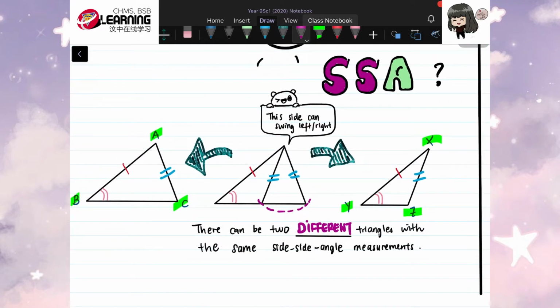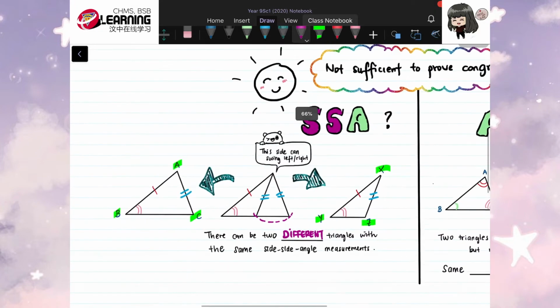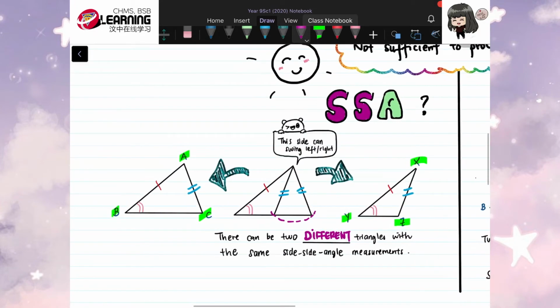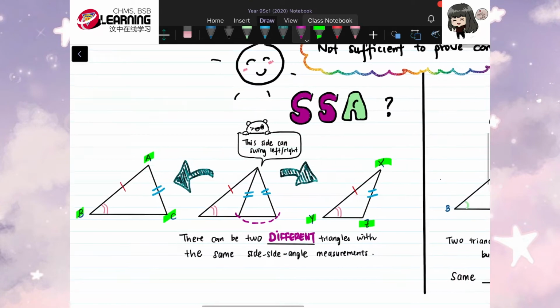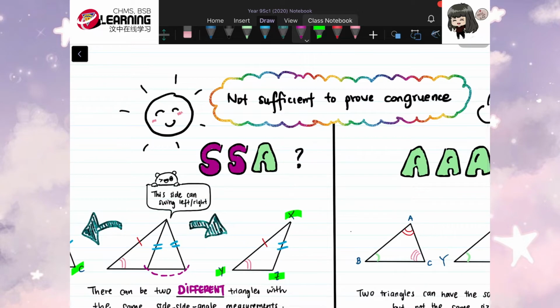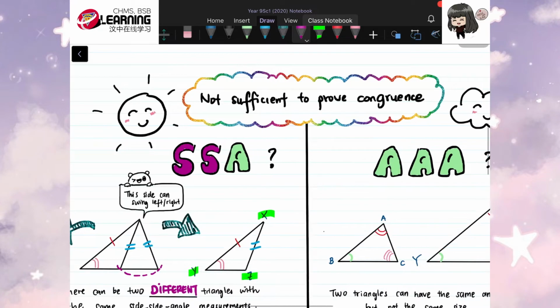with the same side angle measurement. Okay, so two different triangles, so it doesn't match. It doesn't match, and it doesn't fit congruency of triangles. It doesn't show that they are congruent triangles. So SSA has not enough information, or is not sufficient, to prove they are congruent.